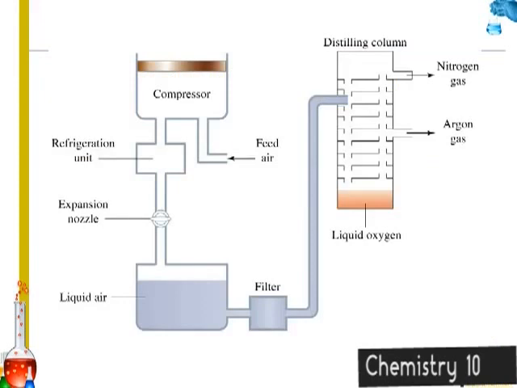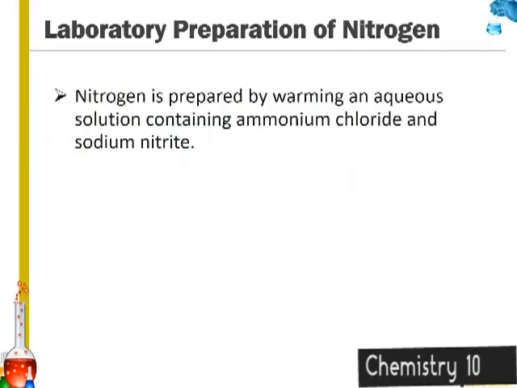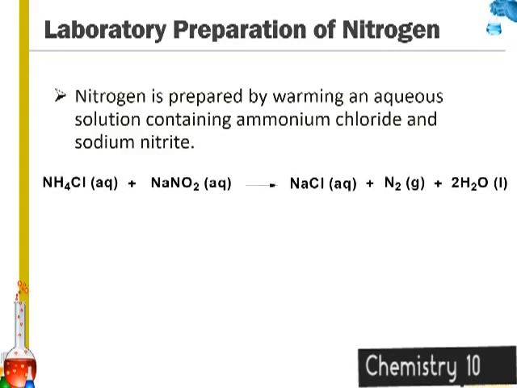So looking at the schematic, we can see that using the distilling column, we are able to fractionate liquid oxygen from argon gas and nitrogen gas, and can therefore separate these three elements. In the laboratory, nitrogen is prepared using a different method. In this process, nitrogen is prepared by warming an aqueous solution containing ammonium chloride and sodium nitrite. Through this reaction, we're able to generate nitrogen gas.